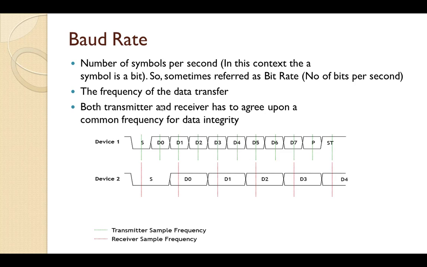So this is one of the important things to be understood, baud rate. Baud rate defines how many bits are getting transferred per second, that is BPS. So you can see the waveform there.